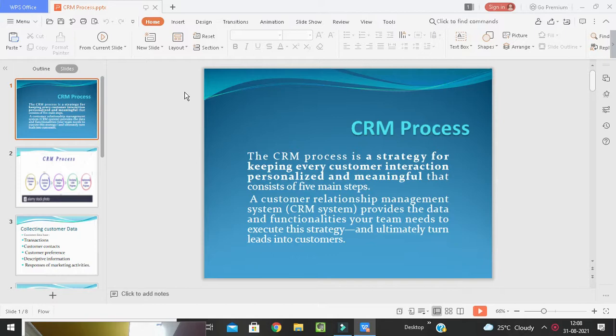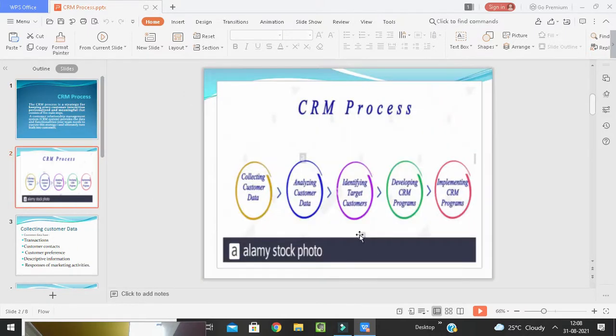Question is there. So you can see on the screen, the CRM process is a strategy. Strategy is nothing but a plan, or an idea, for keeping every customer interaction personalized and meaningful, that consists of five main steps. The customer relationship management provides the data and function your team needs to execute this strategy. And what are those five steps? You can see here on the screen.